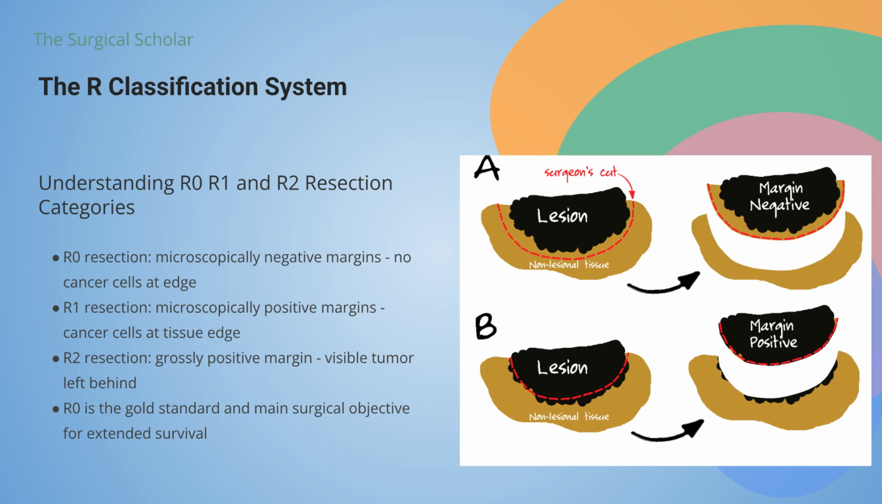An R1 resection means grossly negative but microscopically positive margins. To the naked eye during surgery, the surgeon appeared to remove all cancer, but under microscope, cancer cells appear right at the tissue edge. An R2 resection means grossly positive margin. Tumor was visibly left behind during operation.